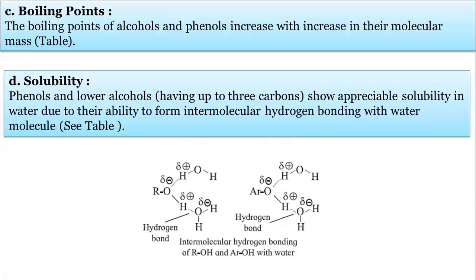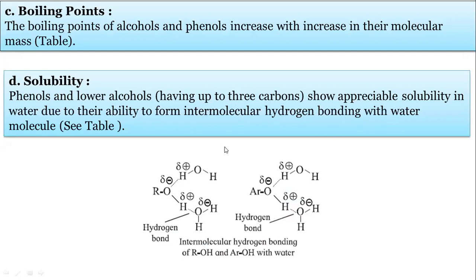Boiling points: the boiling points of alcohols and phenols increase with increase in molecular mass. And you know one important property of boiling points: boiling points decrease when the branching increases. I will show one table after this. Solubility: phenols and lower alcohols up to three carbons show appreciable solubility in water due to the ability to form intermolecular hydrogen bonding with water molecules.